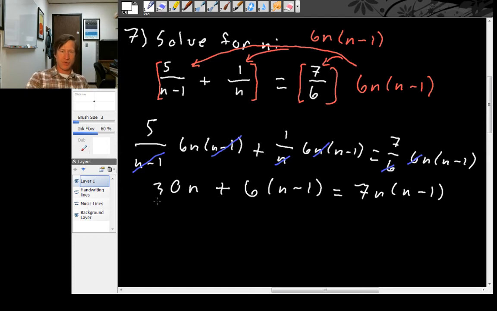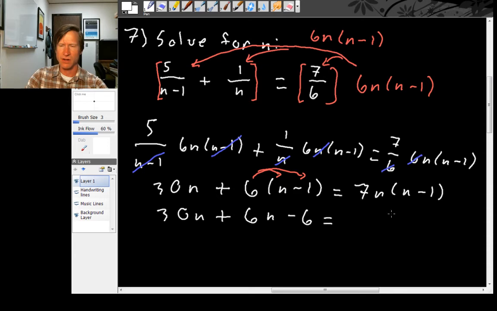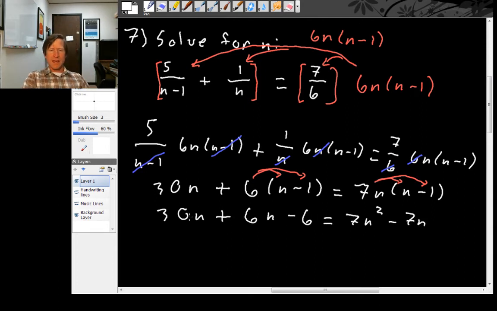So let's do that. Let's see, we get 30n plus, so here we need to distribute this 6, 6n minus 6. Then on the right-hand side, we need to distribute this 7n. We get 7n squared minus 7n. On the left-hand side, we can combine these n terms. So we have 36n minus 6 equals 7n squared minus 7n.